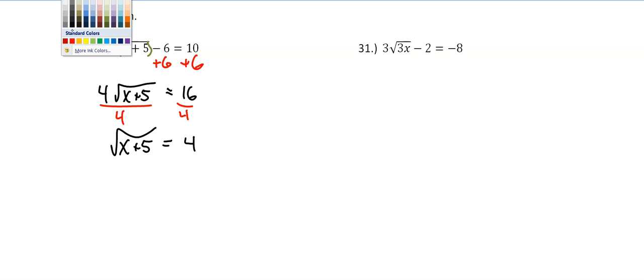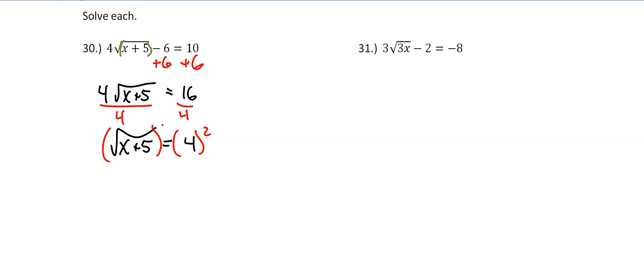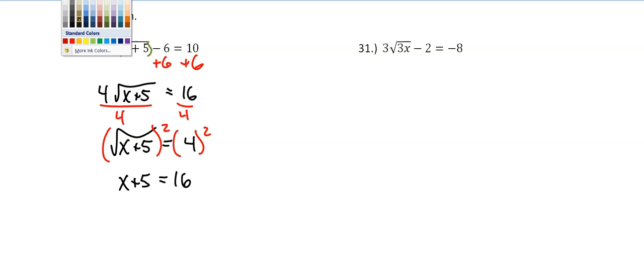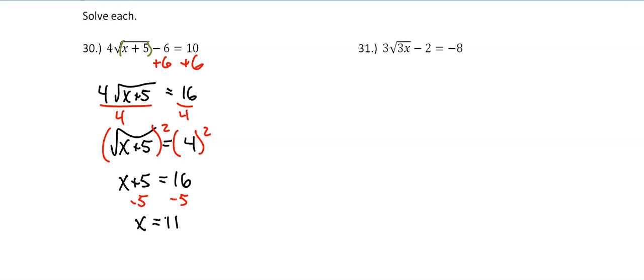I'm going to undo the square root by squaring each side. Remember, roots and exponents are inverse operations. So I square each side. That cancels out with the radical, so I'm left with x plus 5. Over here I get a 16, and now I subtract. And the other thing you have to remember is you got to make sure that you plug these back in and check them with these, because we will get extraneous solutions from time to time.